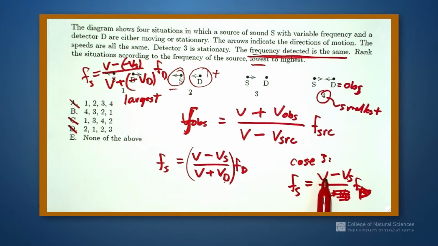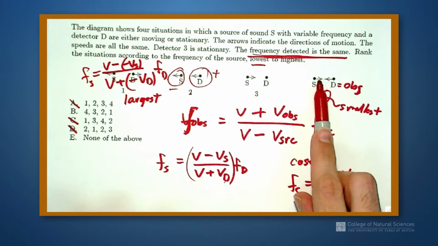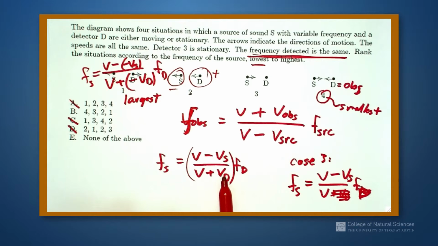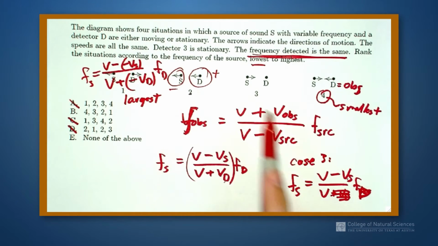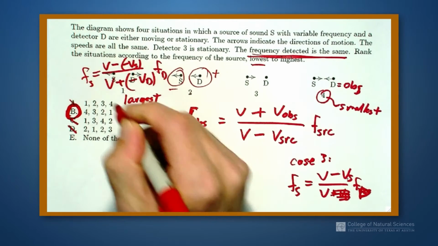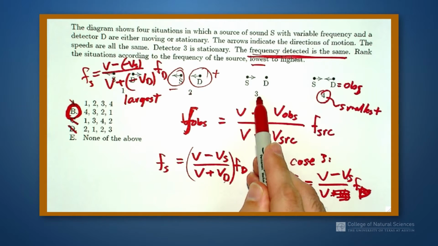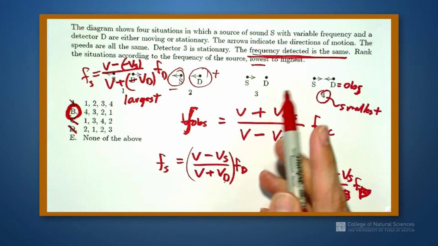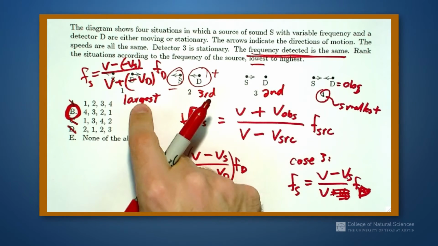So in case 3, we have a small number divided by a medium number. Over here, we had a small number divided by a large number. A small number divided by a large number, a small number divided by a medium number, and a number divided by itself. So if you think about it, this one will be the smallest, this will be the second smallest, this will be the third smallest, and this will be the largest.